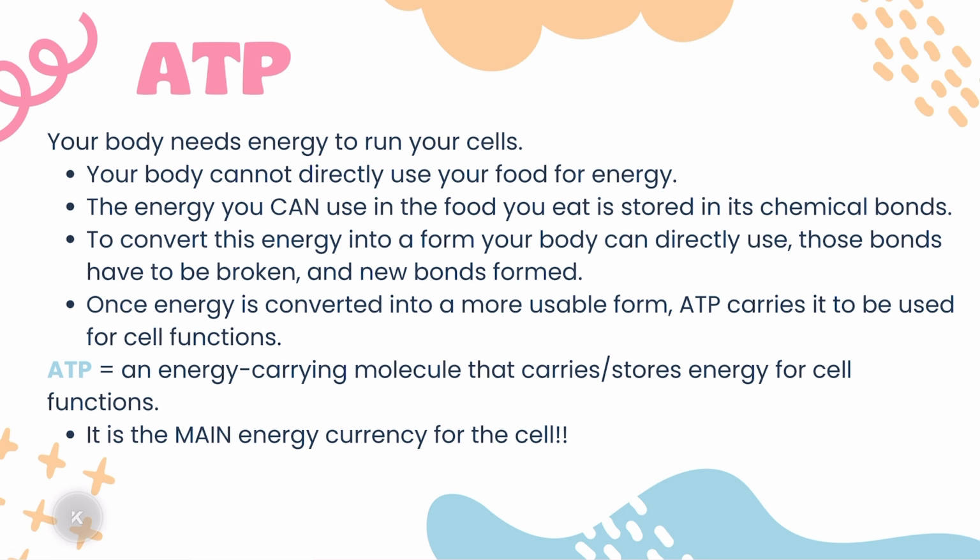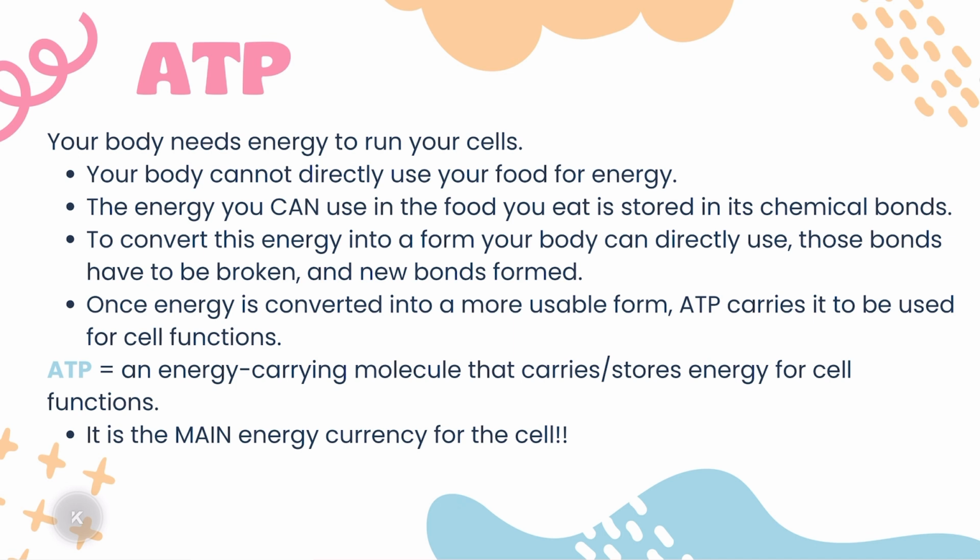So ATP, we know that our body needs energy to run our cells, but our body cannot directly use the food that you eat. But the energy from your food can be used because the energy is stored in chemical bonds in that food. So I have to convert this energy into a form that my body can directly use, and I have to break the bonds that are storing that energy and create new bonds. Once my energy is converted into a more usable form, ATP carries it to be used for cell functions.